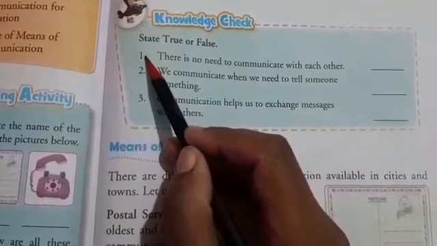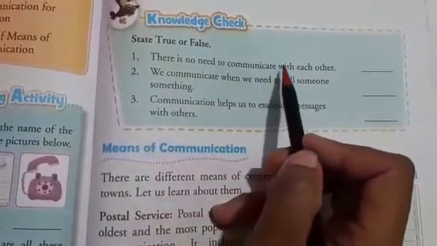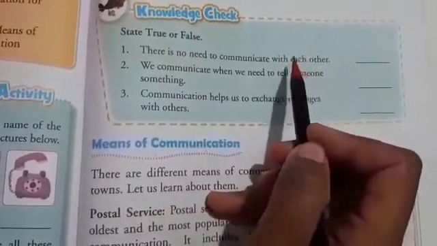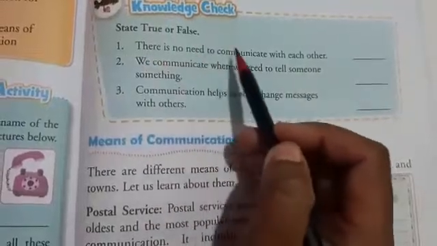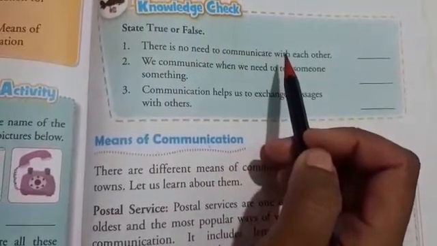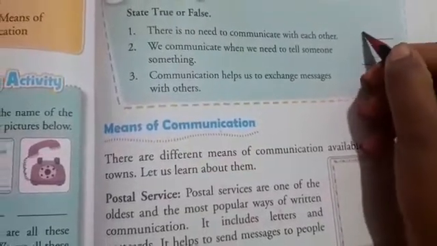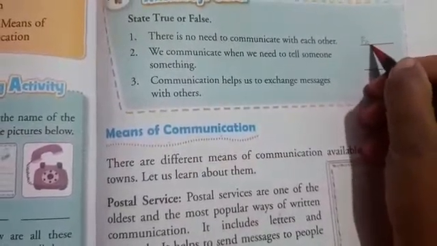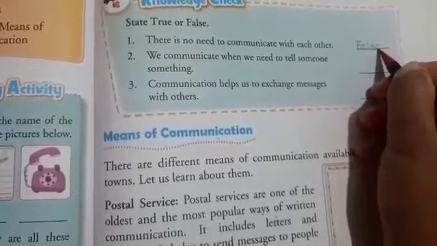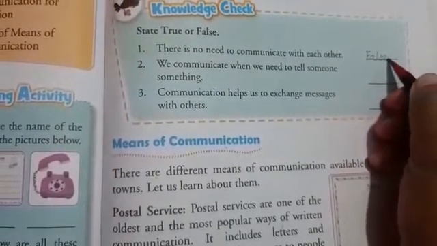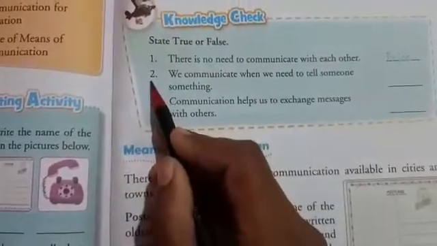So number 1 is, there is no need to communicate with each other. So children, tell me, is there no need to communicate with each other? False. The statement is wrong. Here we will write false. F-A-L-S-E, false. Done children. Now come to the next.